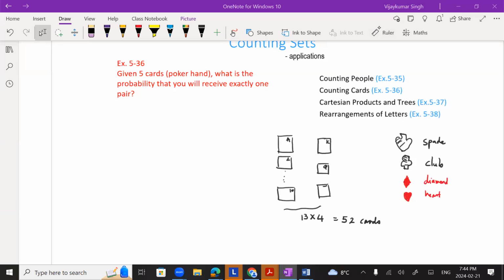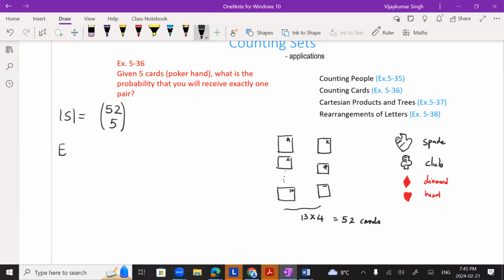Okay, so now you want what? You want 5 cards out of it, right? So how can you choose 5 cards? My sample space S is all possible 5 cards, right? The sample space S is simply 52 choose 5. Yeah, because our concern is not the order, right? We just need 5 cards, as a set, right?